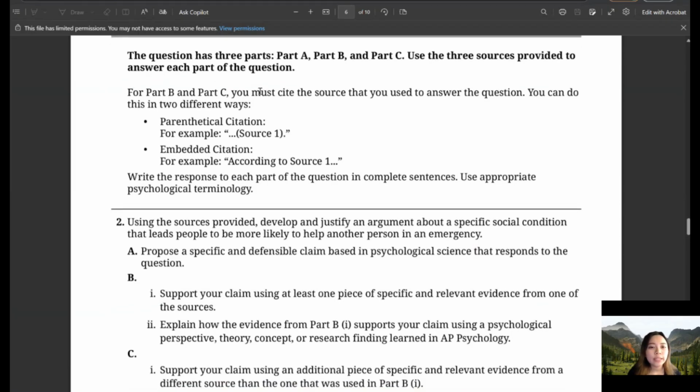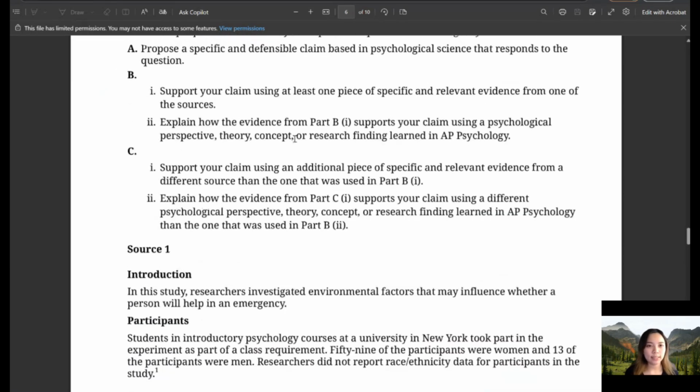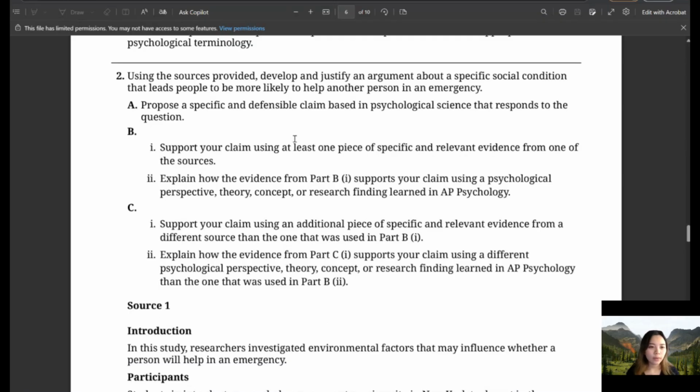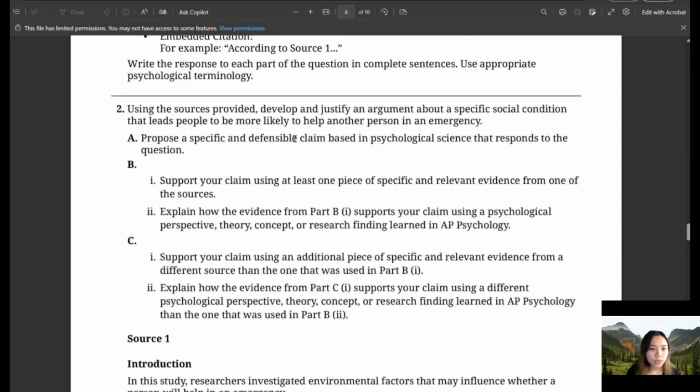Oh, by the way, you need to cite the sources that you used to answer the question. I didn't cite them properly right here, but please cite them when you're in the actual exam. Okay. And using the sources provided, develop and justify an argument about a specific social condition that leads people to be more likely to help another person in an emergency. Question A: propose a specific and defensible claim based on psychological science that responds to the question. B.